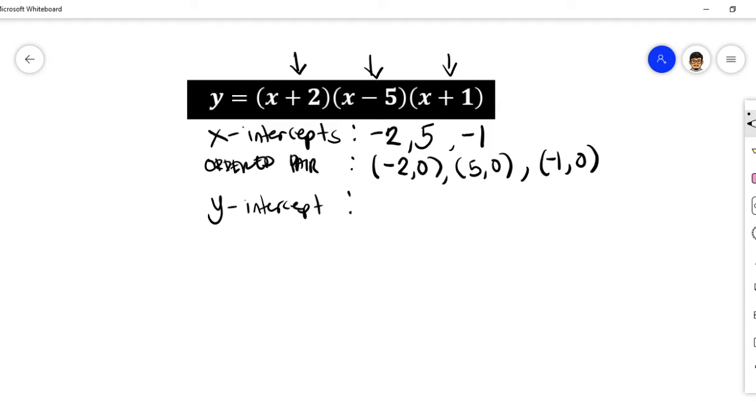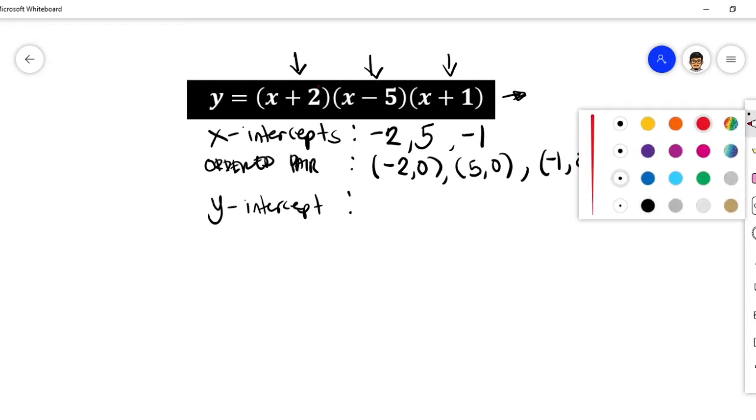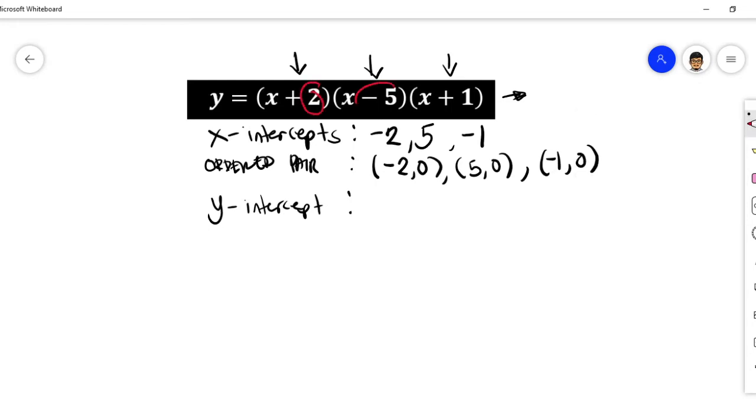What will be our y-intercept? Y-intercept is technically the constant term. But since this is in factored form, paano natin kukuhanin yung constant term nito? So, kunin mo lang yung ating mga second terms. Itong 2. Kunin lang natin itong mga numbers dito. So, we have negative 2, should I say positive 2, negative 5, and positive 1.